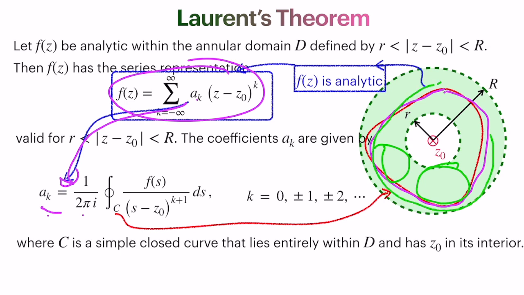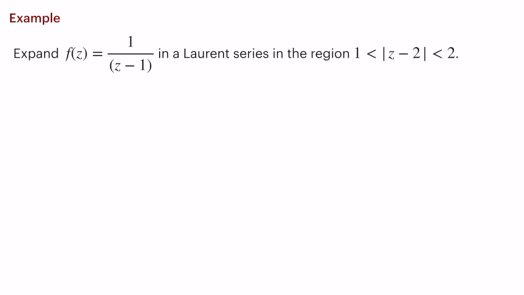The contour should contain the point z is equal to z naught. So this is essentially what a Laurent series is. Let's quickly look at an example of a Laurent series. Often we don't use the cumbersome integral and all that to evaluate the Laurent series.